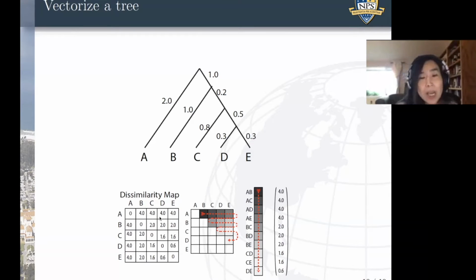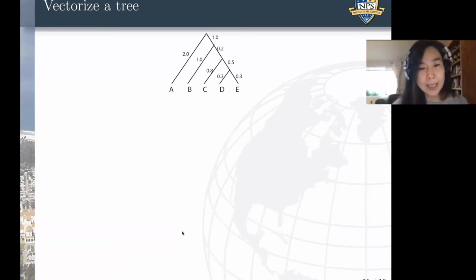A quick fact: if we calculate this similarity map from a phylogenetic tree, especially an equidistant tree, it's actually unique, a one-to-one map. So if I have this vector, then there exists a unique tree representing this vector. So I can go back and forth. This is actually a key fact.